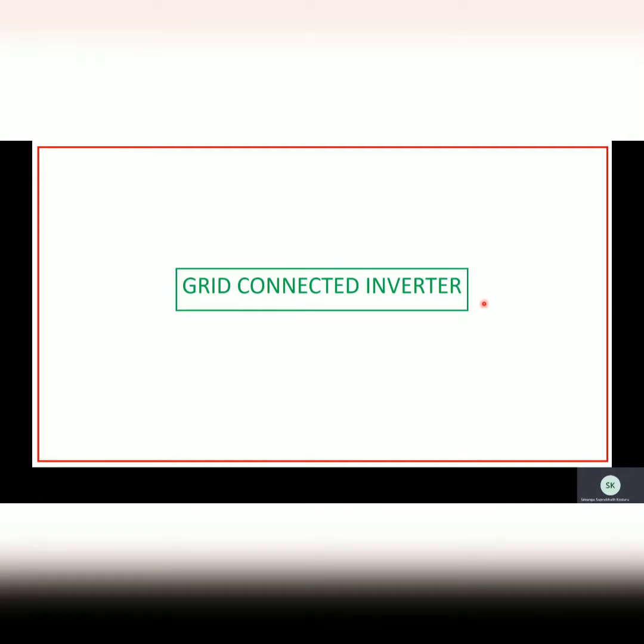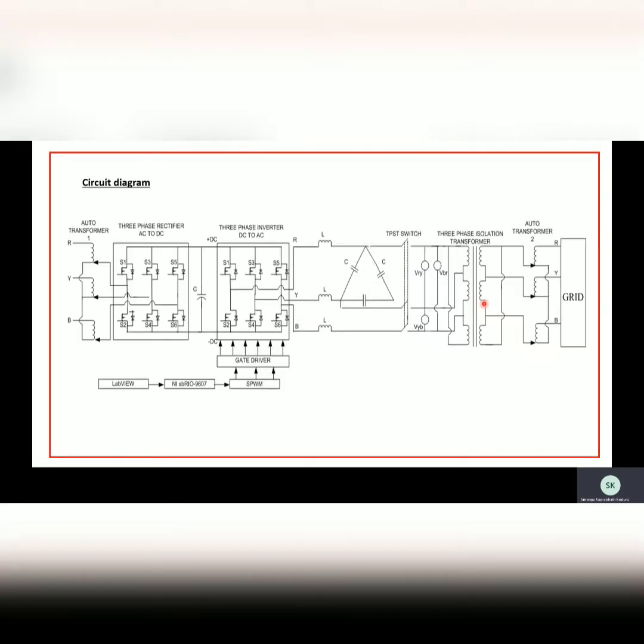Hello everyone. Today we are going to discuss the grid connected inverter and its practical implementation. Primarily we will discuss the circuit diagrams of this grid connected inverter. This grid connected inverter has two different parts: one is the inverter side and the other is the grid side. Using the TPST switch, we are going to interconnect the inverter and the grid. Coming to the inverter side, we'll discuss that first.